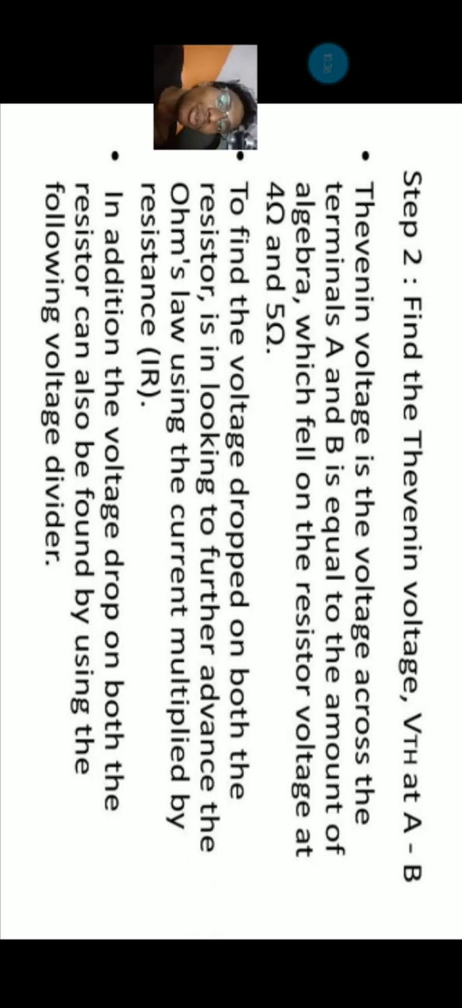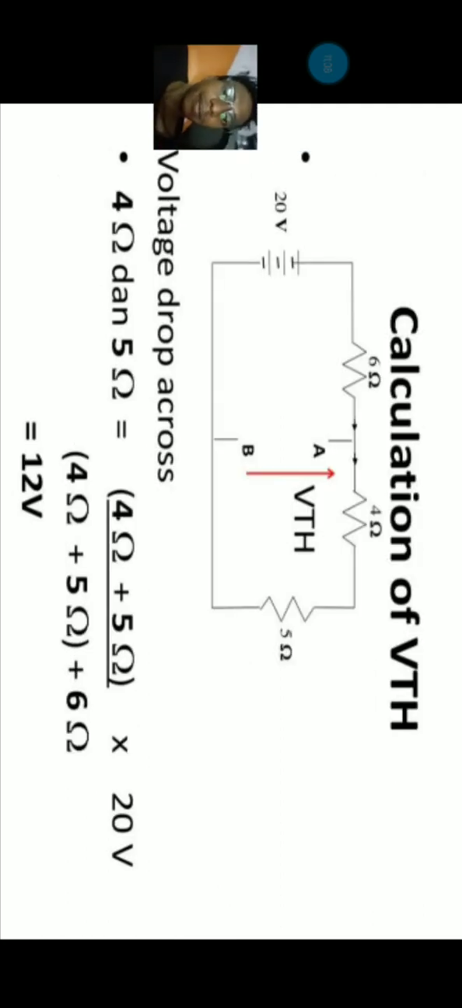Let's see step 2. Find the Thevenin voltage across A and B. The Thevenin voltage is equal to the algebraic sum of the voltage drops across the 4 ohm and 5 ohm resistors. To find the voltage dropped on both resistors, we can use Ohm's law, multiplying current and resistance. The voltage drop across both resistors can also be found using voltage division. This is mostly based on Ohm's law only.